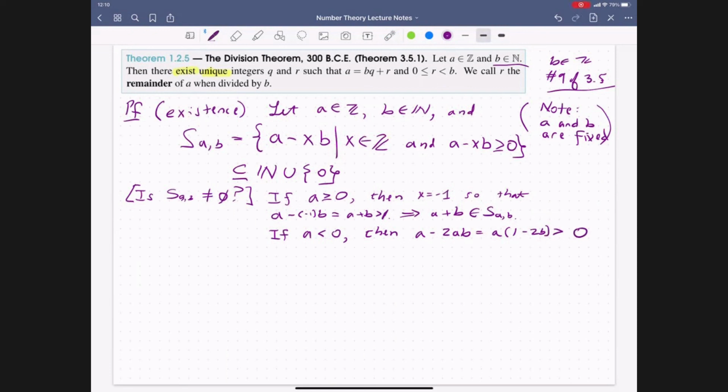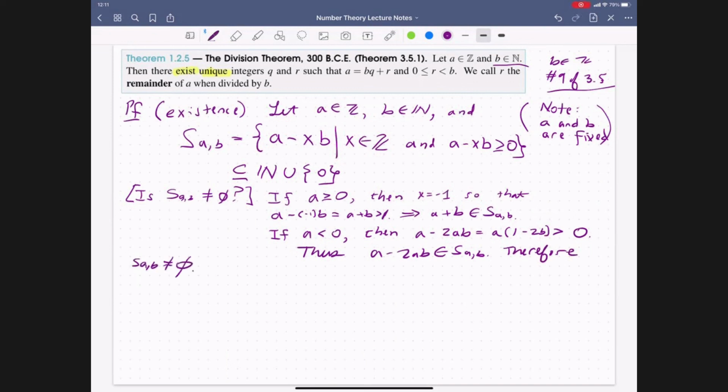But we also know that we could take x to be 2 times a. If we plug in 2 times a into x, that's going to be an integer, so we have an element in that set. So in other words, a minus 2ab is in S_{a,b}, and we have exhausted the two possibilities: a is non-negative and a is negative. Therefore S_{a,b} is non-empty.